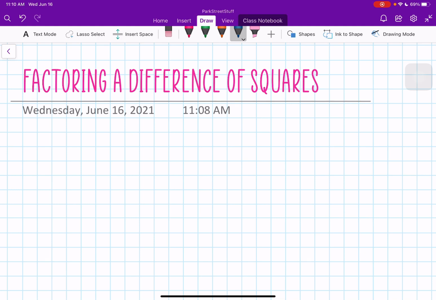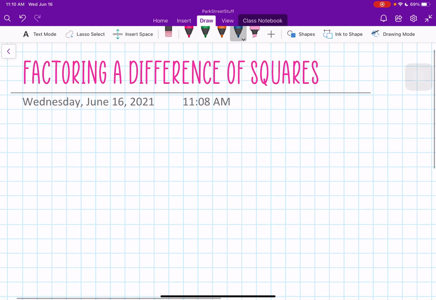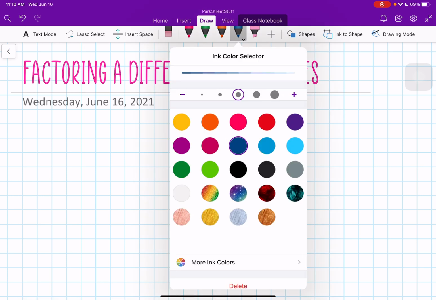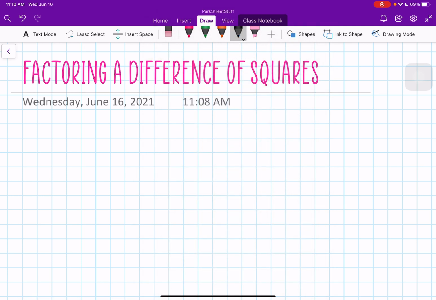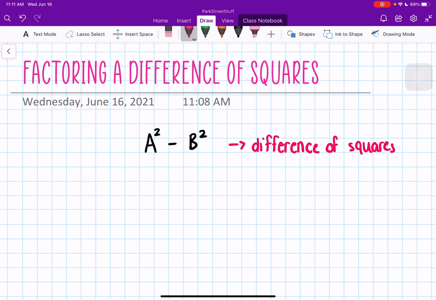Today we're going to be looking at factoring a difference of squares. Now remember, in math the word difference means we are subtracting, so just a very quick way to see what a difference of squares would be. A square is when you have something squared, so this is a difference of squares. So that is a difference of squares.